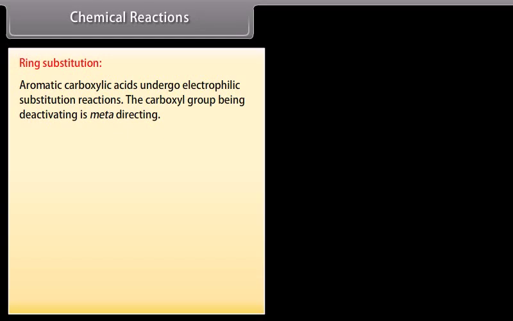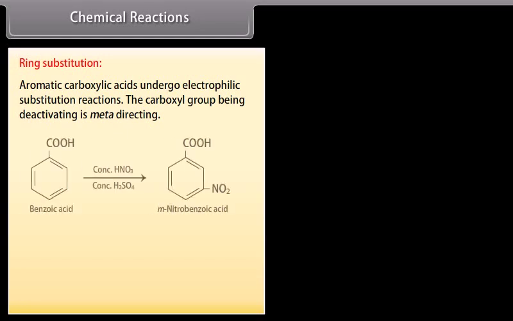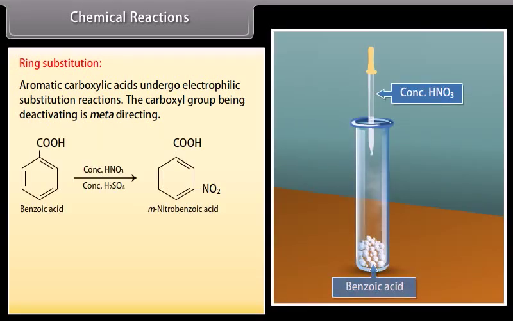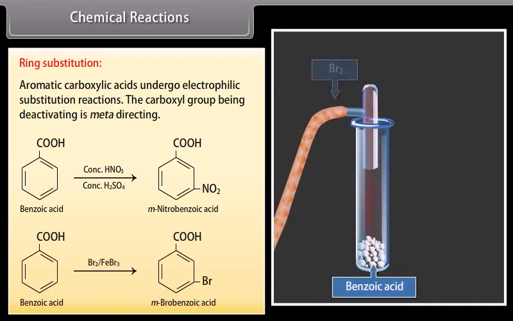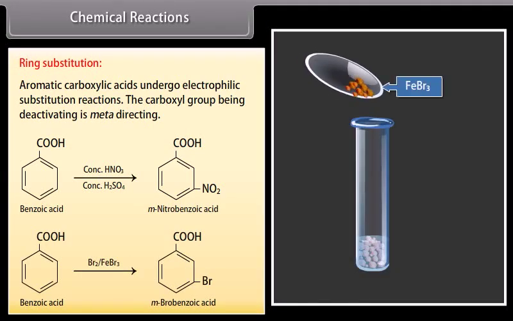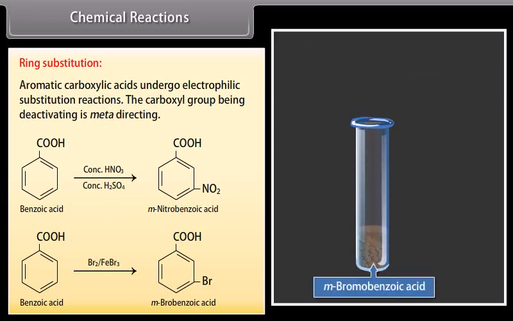The carboxyl group, being deactivating, is meta-directing. On adding concentrated nitric and sulfuric acid to benzoic acid, it is converted into meta-nitrobenzoic acid. On adding bromine and ferric bromide to benzoic acid, it is converted into meta-bromobenzoic acid.